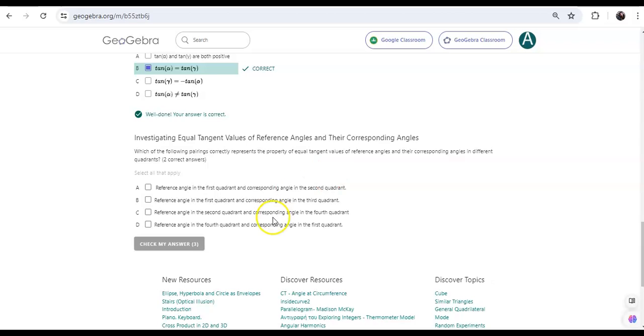At the upper semicircle. Option B, reference angle in the first quadrant and corresponding angle in the third quadrant. We're pairing first quadrant and third quadrant? That's correct. Option C, reference angle in the second quadrant and corresponding angle in the fourth quadrant. We're pairing an angle in the second quadrant with an angle in the fourth quadrant. That's correct. Okay, then option D, reference angle in the fourth quadrant and corresponding angle in the first quadrant. That is not correct. We cannot pair a fourth quadrant angle with a first quadrant angle.